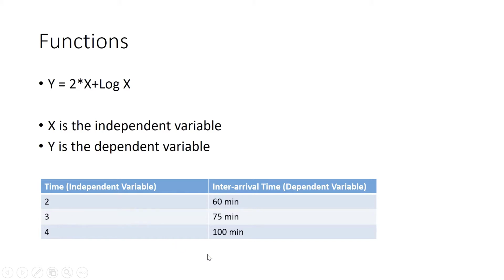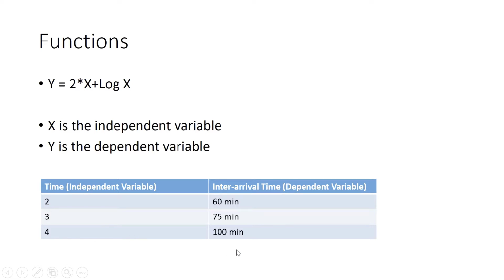And then using this table, given the time that you give me, I can tell you the interarrival time of the customers at that time. So this table has a column for the value of the independent variable and a column for the value of the dependent variable. Depending on the value of the independent variable that you pick, we know the value of the dependent variable, which in this example is the interarrival time of customers to the store. So this is what we call a table function.